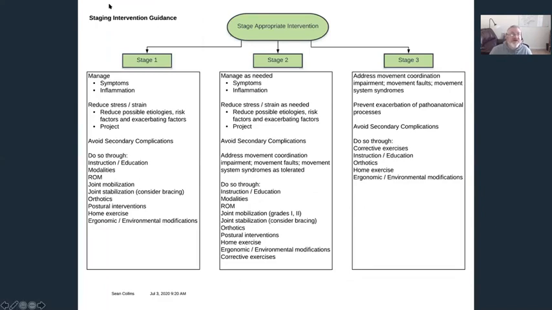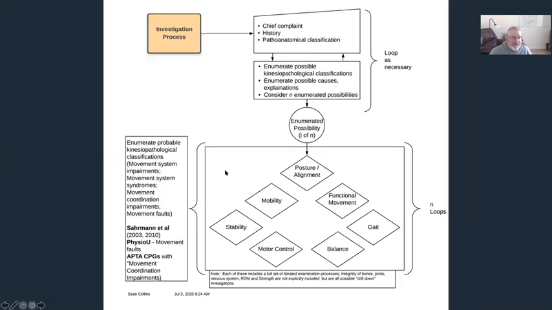So staging, once you understand the stage, it really helps figure out what you're going to do. Stage 1: managing symptoms and inflammation, reducing stress and strain, and avoiding secondary complications, and these are a lot of the things that you do. Stage 2, same idea, as needed, and you reduce stress and strain as needed. Stage 3, now this is when you're full force into addressing movement coordination impairment, movement faults. So yeah, that's what I forgot to mention.